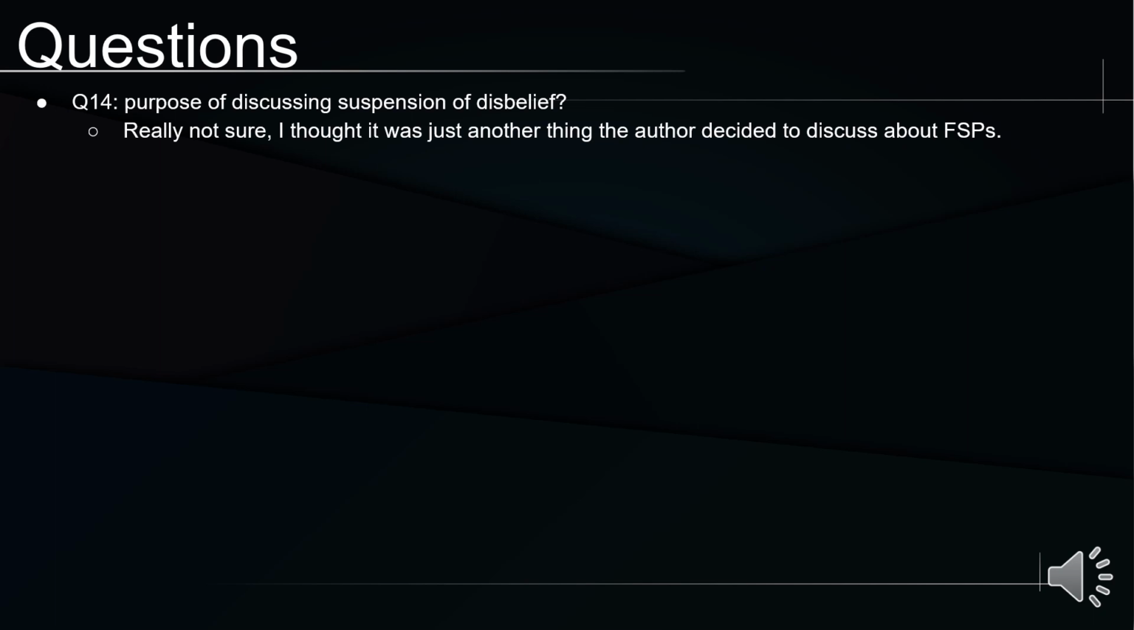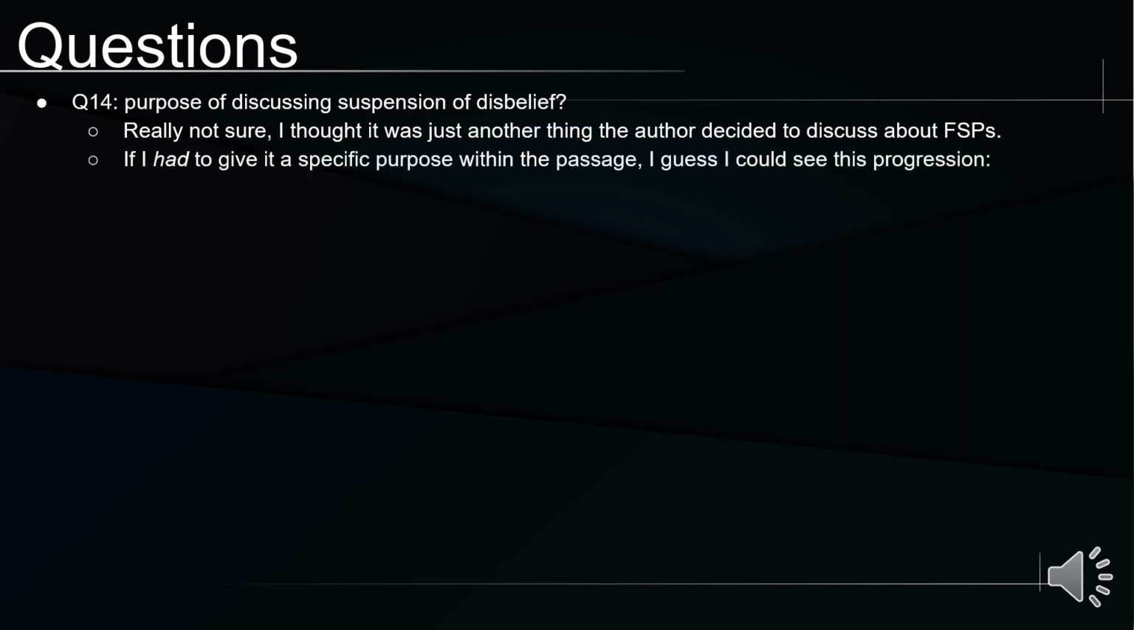I really can't say. When I read it, I thought it was just another thing that the author decided to discuss about FSPs. That's how I saw it. If I had to give it a specific purpose within the passage, I do see that I could fit it inside a progression. It's not something that I would naturally do, but if forced to, I could see this.